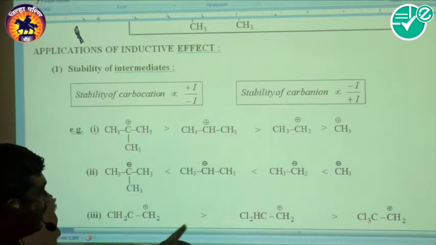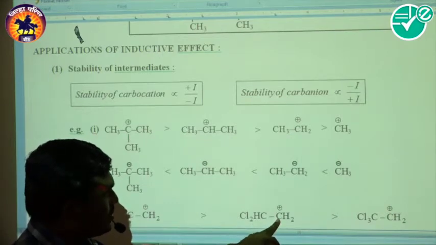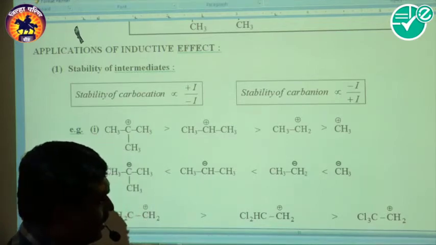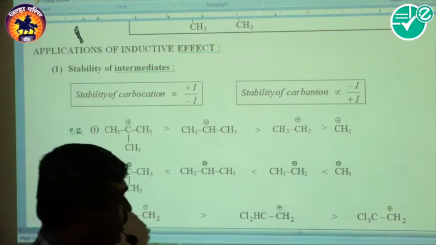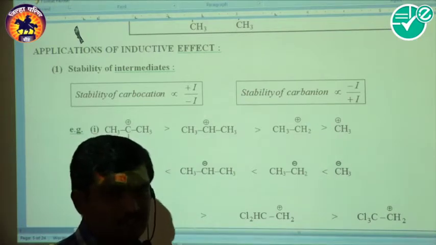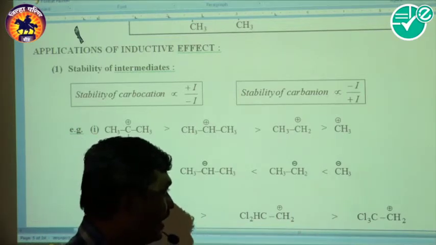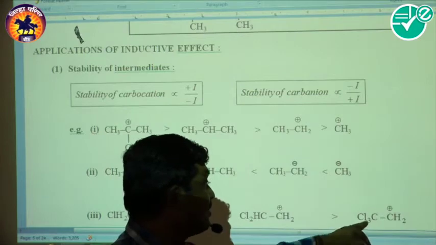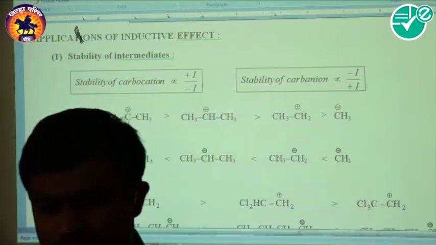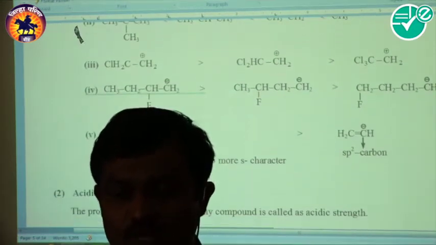Look at this species, where CCl3 is present. We know it is already electron deficient, and here the chlorine attracts the electron density towards itself, so it becomes more and more unstable. So here there is more instability. In this way, this stability, which can be asked in the NEET exam, depends upon the electron donating or withdrawing group.